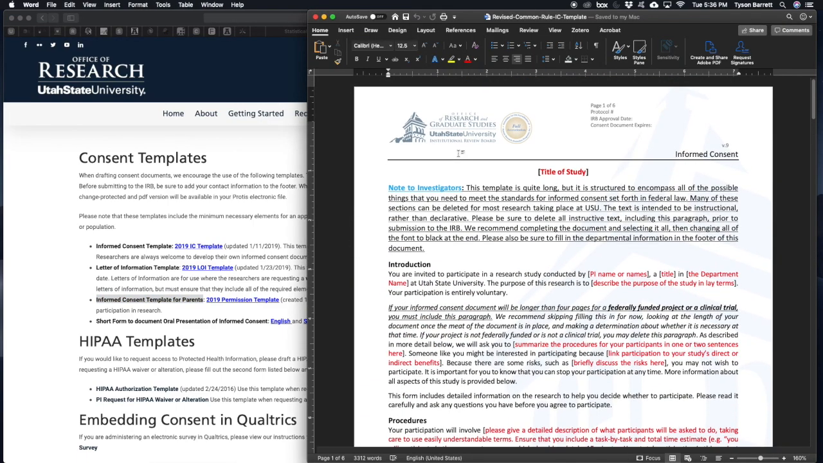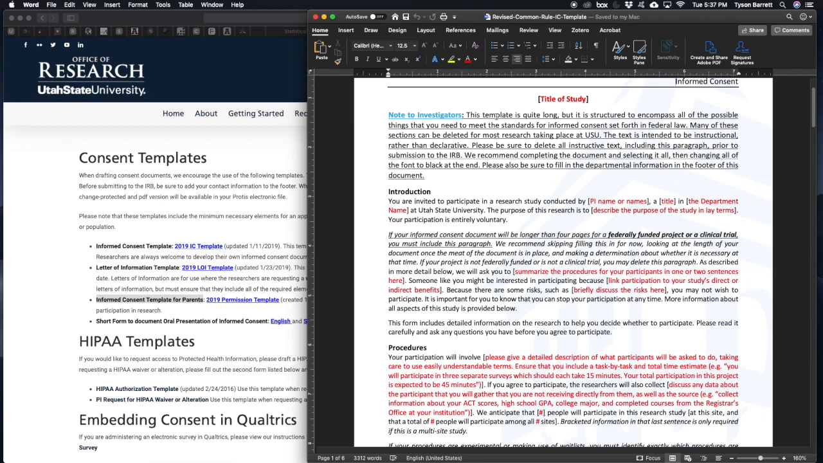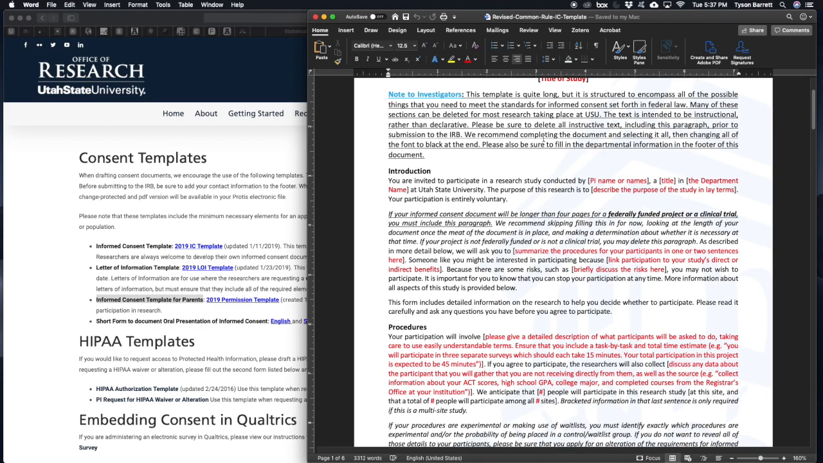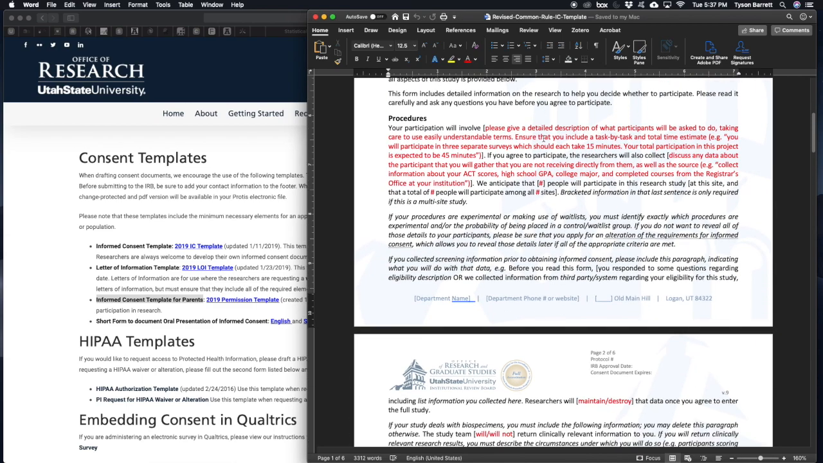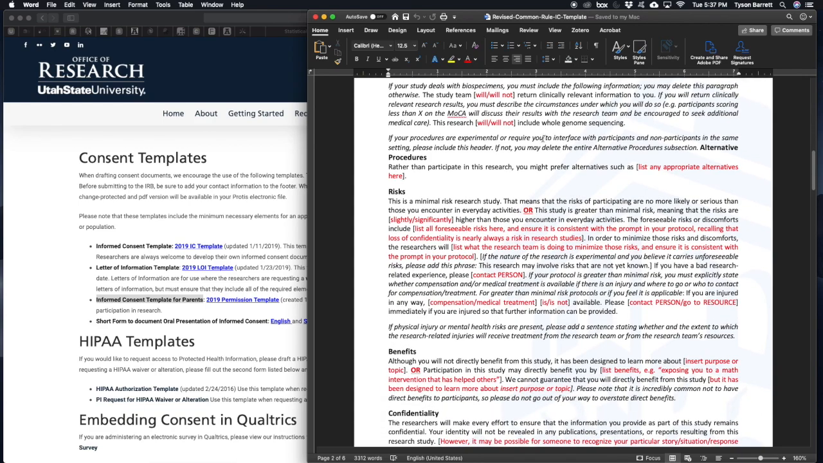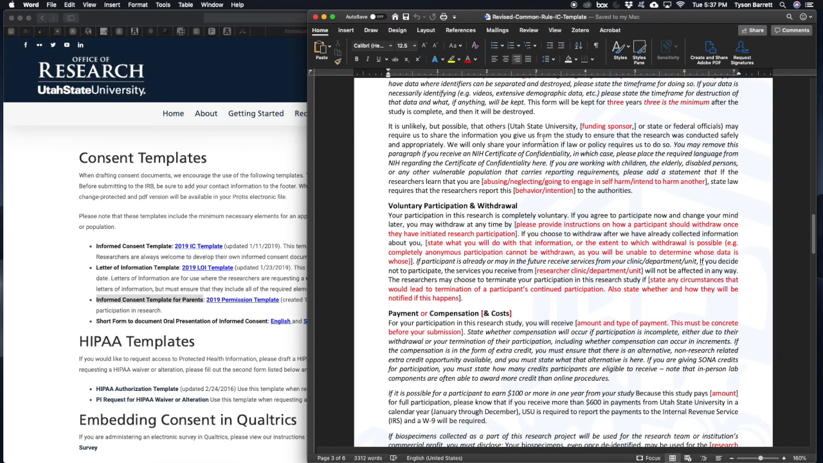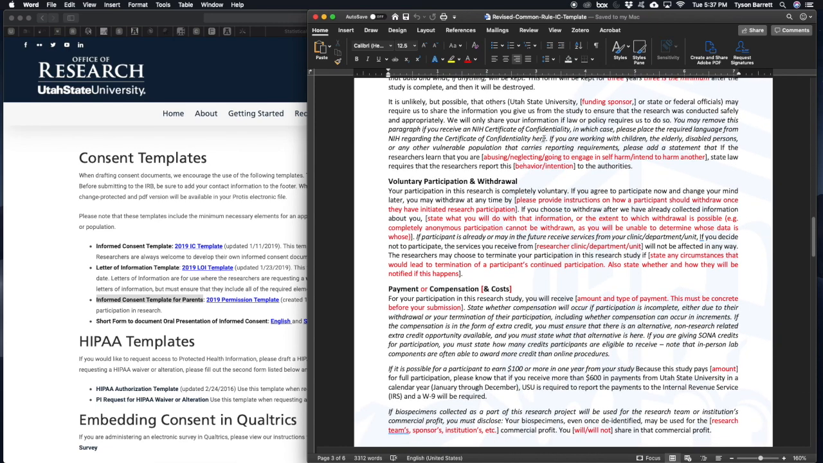So for you, what you're going to be doing is just filling this out. It says, note to investigators, this template is quite long, but is structured to encompass all the possible things that you need to meet the standards for informed consent. Some of this stuff won't be applicable to you, and you can take the stuff out that you don't need. Most of this you will, and where it's red, you're going to be filling in the gaps about your study. Some of this stuff you may not know exactly, but you can put in what you do know.